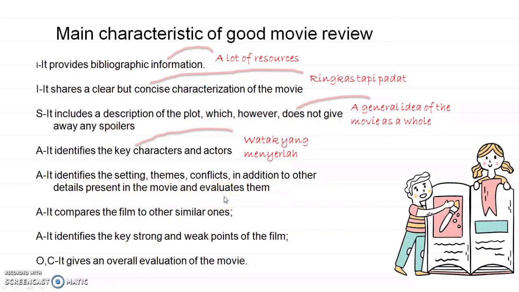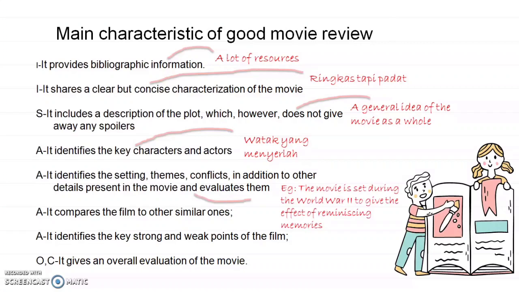What is the meaning of evaluates ni, teacher? Okay, so what is evaluates? Okay, I give you the example. Okay, the movie, this is the setting. We are talking about the setting. The setting is the movie is set during World War II. Okay, you evaluate. So why? Why is the setting during World War II? It is to give the effect of reminiscing memories. Dia macam orang kata terkenang memori zaman dulu. Okay, so that is why the setting is set during World War II. So you do not only include this information, but you also evaluate it. You give reasons. Kenapa agaknya dia letak setting dia dekat World War II.